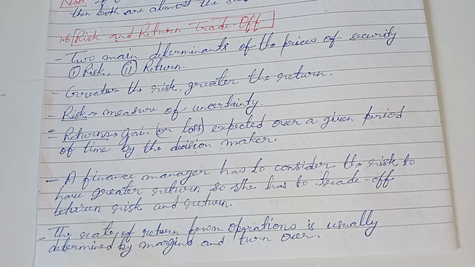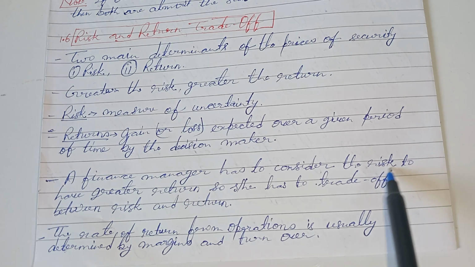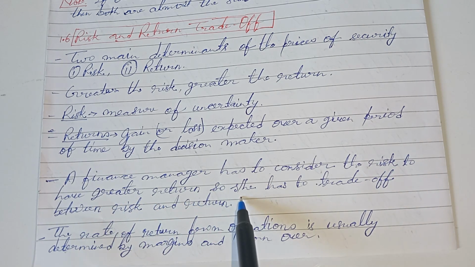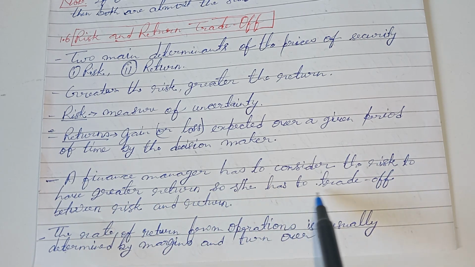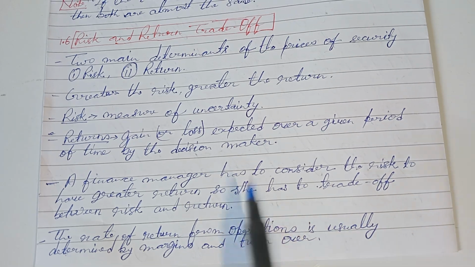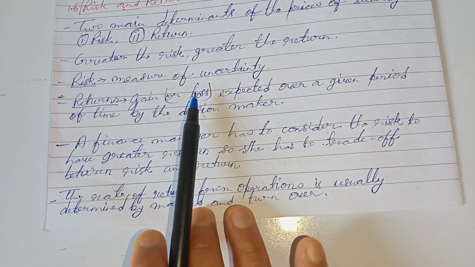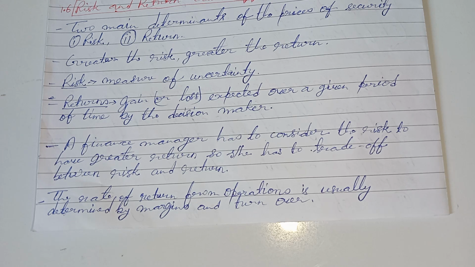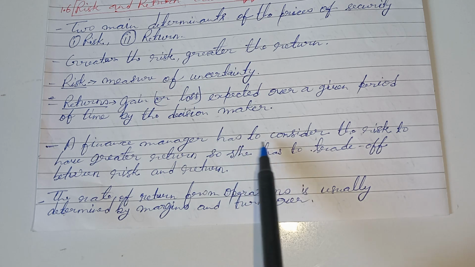A finance manager has to consider the risk to have greater returns. So he or she has to trade off between risk and return. So what is given here? A finance manager has to consider the risk to have greater returns. So he has to trade off between risk and return. That's what a finance manager has to consider.